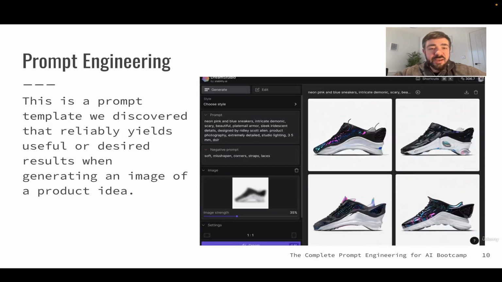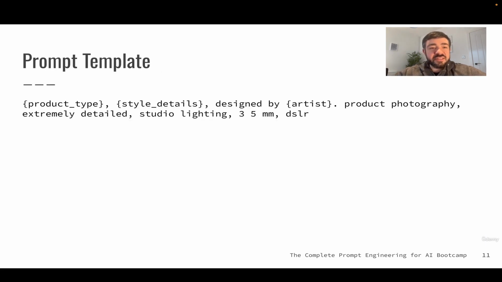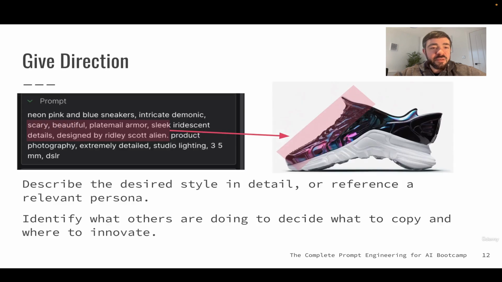Now, here is an example that's been prompt engineered. We've applied all of the 5 principles to it. We're going to specifically call out where we gave direction. This is the prompt template. We have the product type, we have style details, and then we have designed by artist. Again, we're using the role-playing section here. And then we have a few aspects related to format. So we have product photography, extreme details, studio lighting, etc. If you use this template, you will get a pretty reliable result.